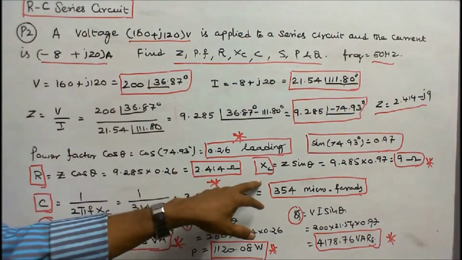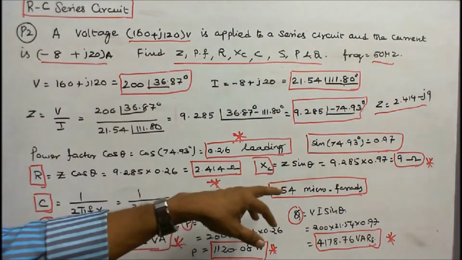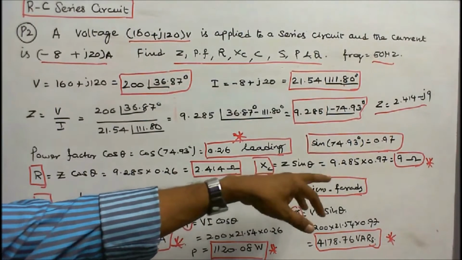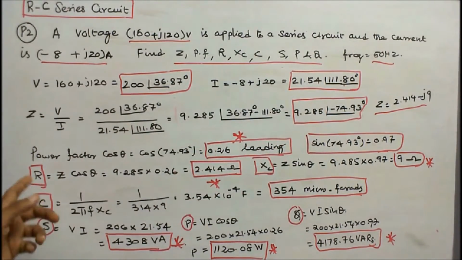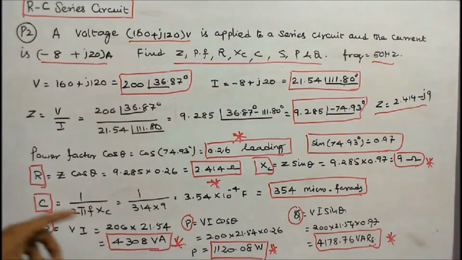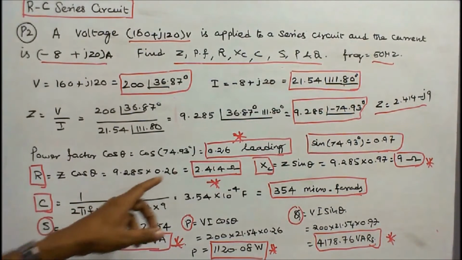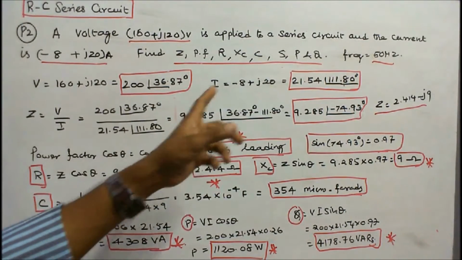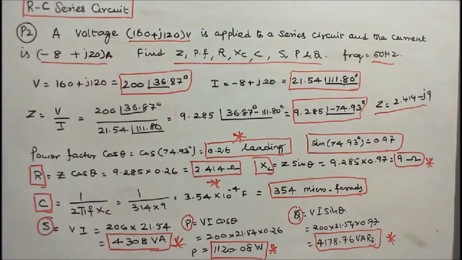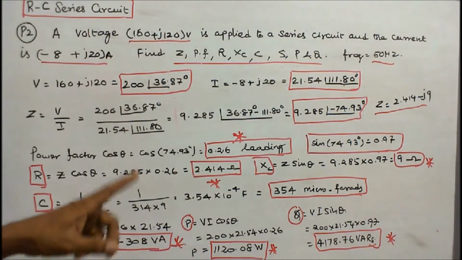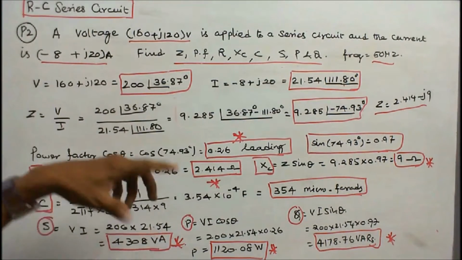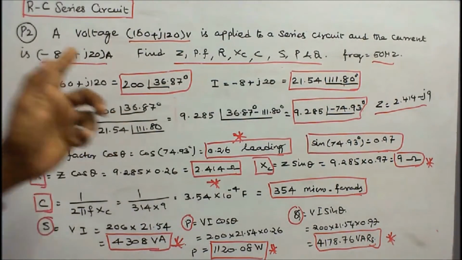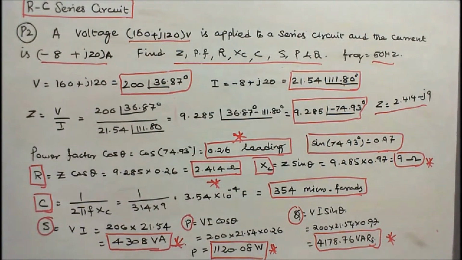I can find capacitive reactance Xc, that is equal to Z into sin theta, that is equal to 9.285 into 0.97, that is equal to 9 ohms. I can write Z is equal to R minus jX, that is Z is equal to 2.414 minus j9 ohms. C is equal to 1 by 2 pi F into Xc. I know Xc is equal to 9, that is equal to 1 by 314 into 9, that is equal to 3.54 into 10 power minus 4 farads, or 354 microfarads.